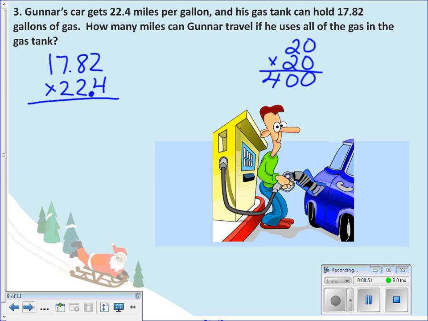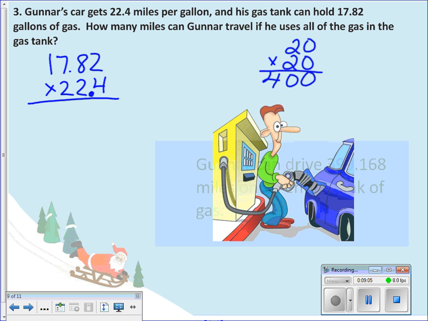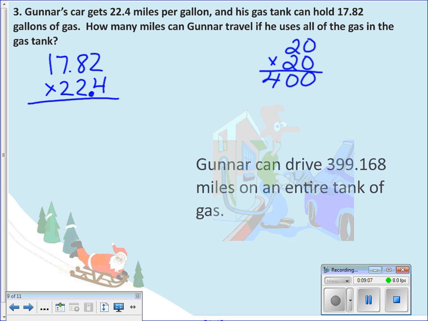So go ahead and do your long multiplication using your graph paper or your loose leaf. Being neat and organized is the key to success, more than knowing your times tables. Ready? Voila! Gunner can drive 398.168 miles on an entire tank of gas. I hope he doesn't have to go 400 miles because Gunner's not going to make it. He's going to have to push his car the last 9/10 of a mile. Okay. Just get more gas.